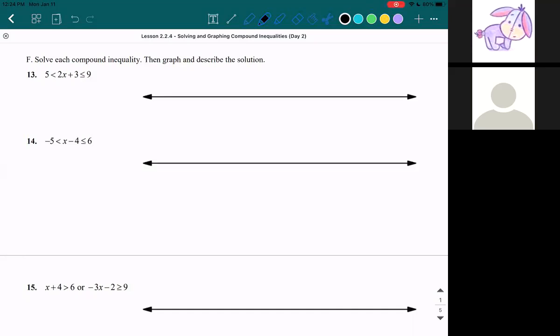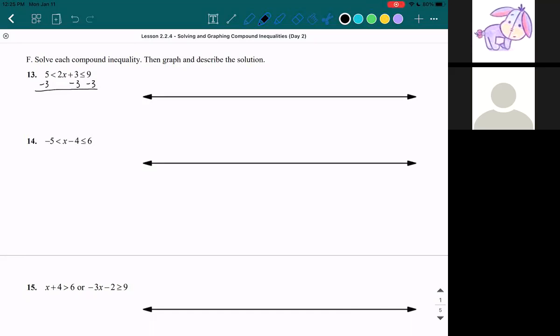Let's take a look at number 13. It says 5 is less than 2x plus 3 is less than or equal to 9. Normally if you're looking at the 2x plus 3 and you want to get x by itself, you're going to subtract 3. So you're going to subtract 3 on all three sides, because there are three sides to our inequality this time, since it's a compound inequality. We just subtract 3 from everything.